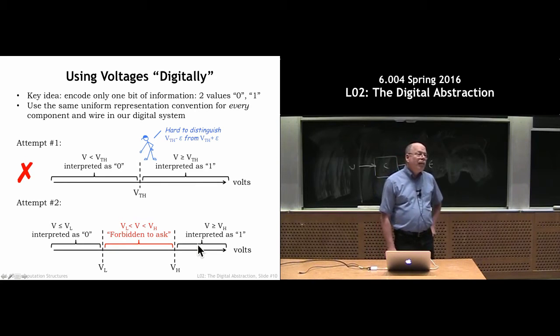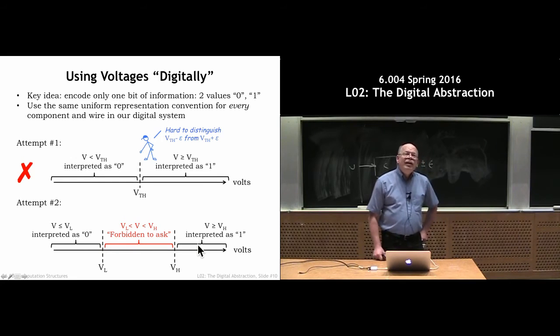We don't interpret them. We're not allowed to ask what those voltages mean. A voltage in this range does not have a meaning as a bit. Only voltages less than V sub L or greater than or equal to V sub H do. How does this help? Why does this definition somehow solve the problem that I was struggling with a bit there?